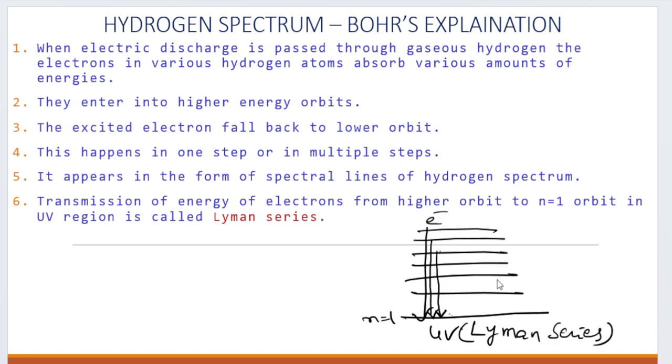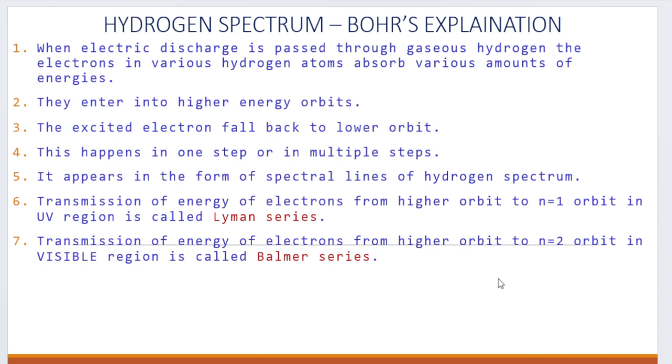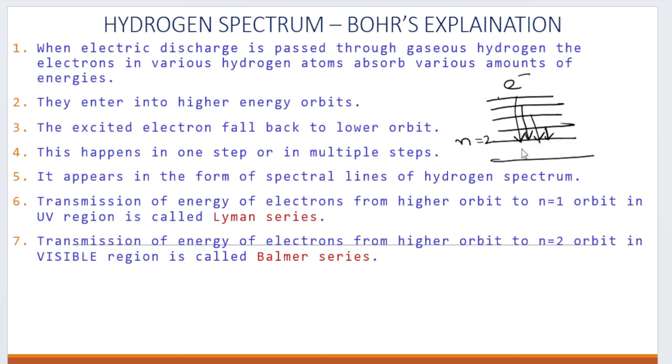This is called the Lyman series. The next one is when the electron jumps from a higher energy level to the n equals 2 energy level, in the visible region. This is called the Balmer series.